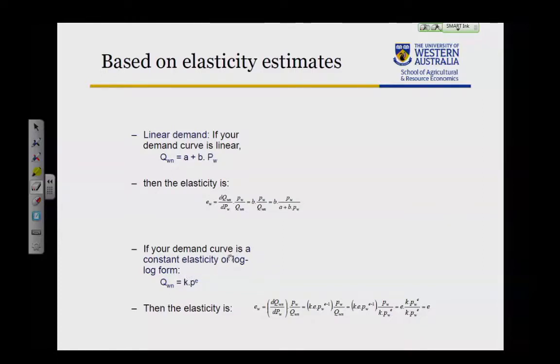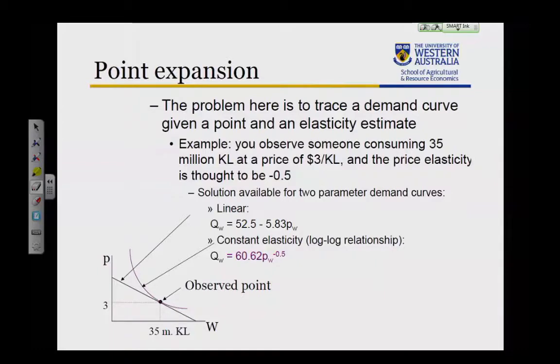If you assume it's constant elasticity or log-log form, which means quantity is a function of price, but in a log-log form like a Cobb-Douglas, then the elasticity obviously is E, the exponent here. So basically, if I know the elasticity, the price, and the quantity, I can know K. There is only one number to calculate. And once I know K, I have the demand curve. So this is point expansion, and it's very effective if you have no better ways to estimate demand. So here is an example.